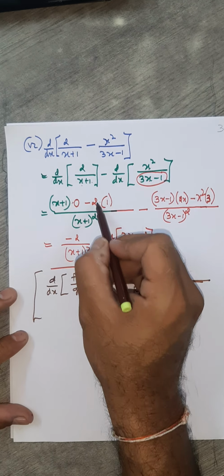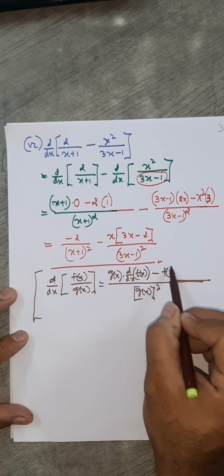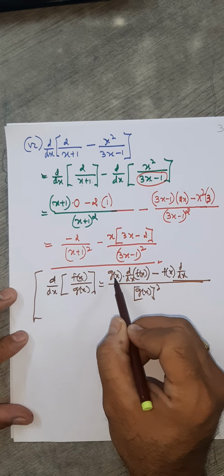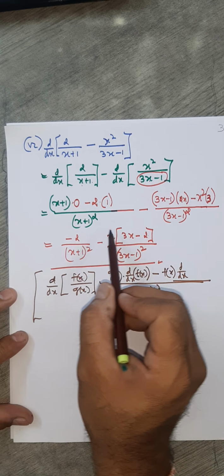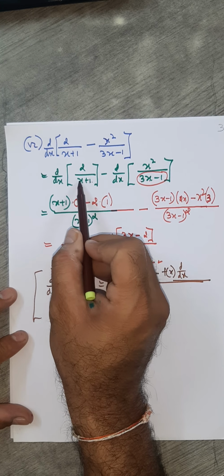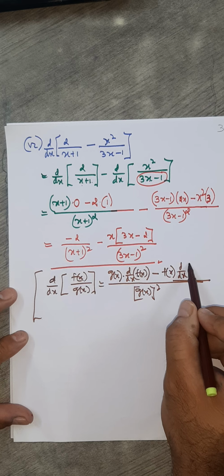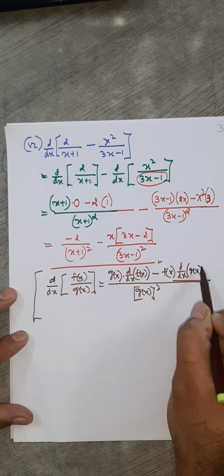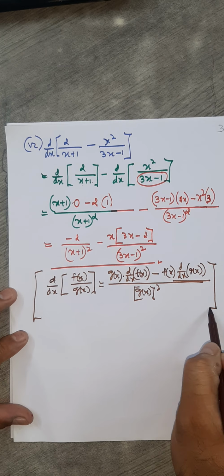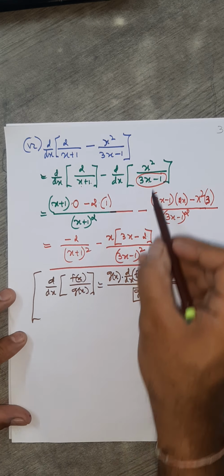Now fx as it is, so 2 as it is here, into d by dx of gx. gx means x plus 1. Derivative of 1 is 0, derivative of x is 1. So it is the derivative of gx here. This is what we have stated as the division rule. Same thing here.